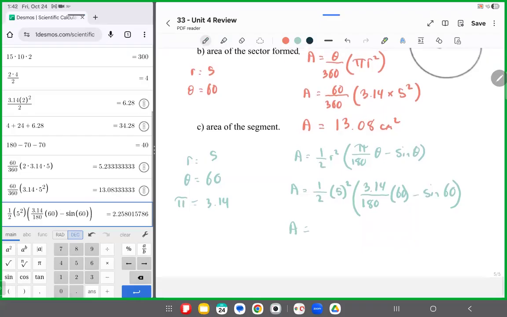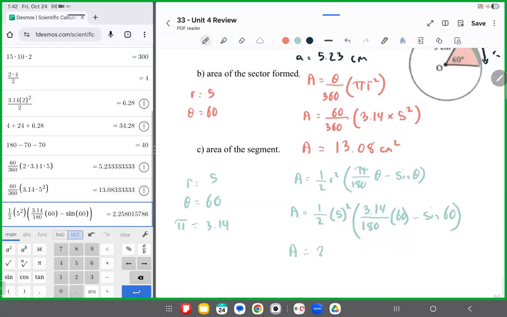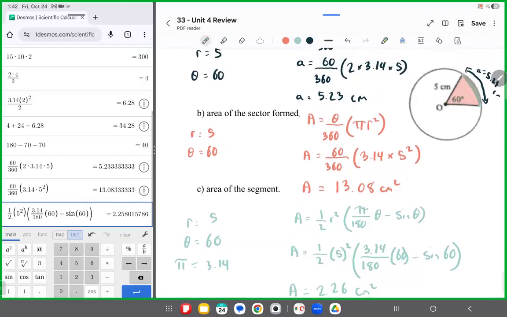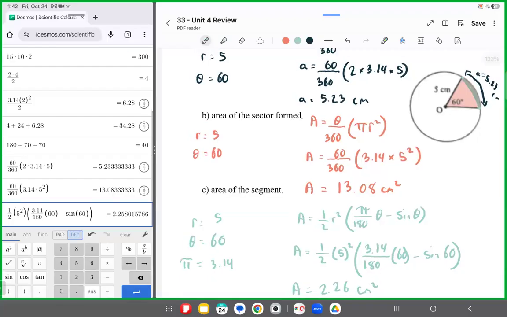So this area is going to be equal to 2.26 centimeters squared. And if you kind of line up the diagrams, I guess that seems about right. Like if you're trying to eyeball to see if it makes sense, 2.26 looks believable. So I would be inclined to believe that's the case.